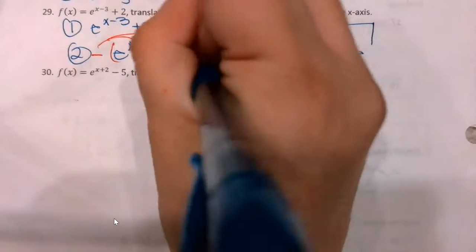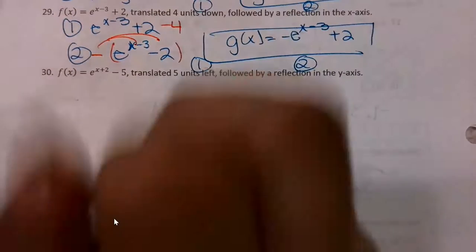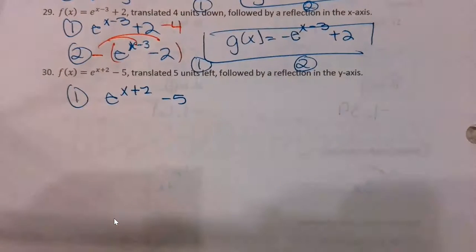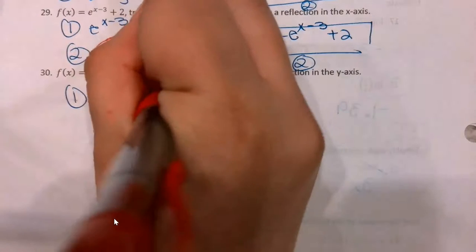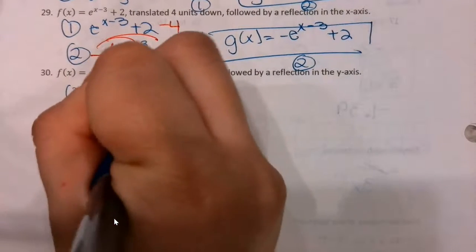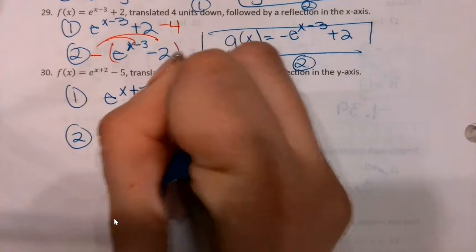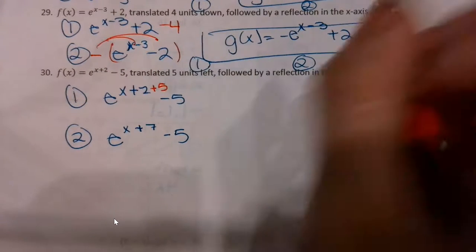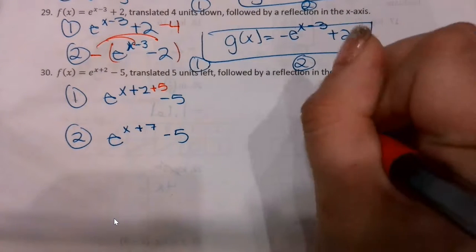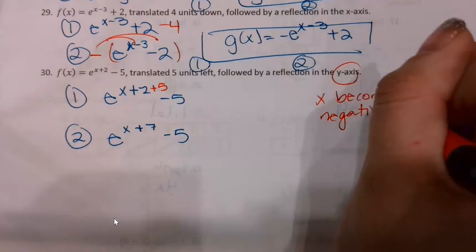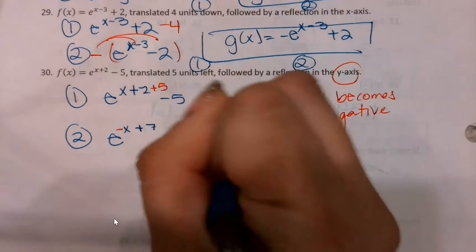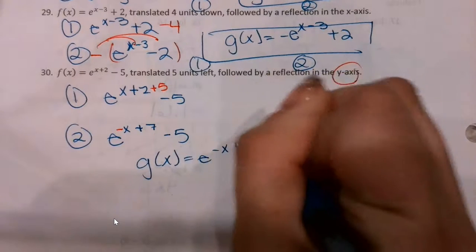Okay, last one. I'm going 5 units left and a reflection in the y-axis. So first step, e to the x plus 2, minus 5. I'm going 5 units left, so that's positive, and it's in the exponent because it goes with the x. Then I combine like terms for my step 2. And it wants a reflection in the y-axis. X becomes negative. So, there we go. Then I write my g of x equals e to the negative x plus 7, minus 5.